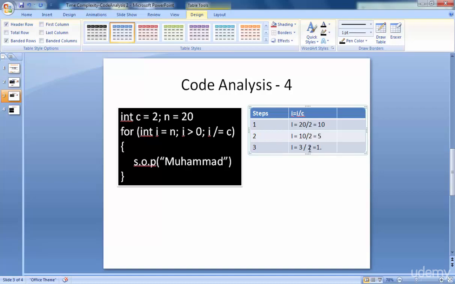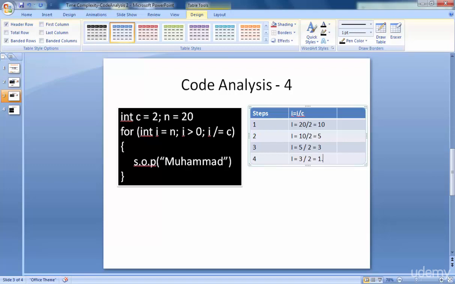5 divided by 2, it's 3. Sorry, it's 3, and step 4, I equals to 3. 3 divided by 2 is equals to 1.9, right? So here again the number of steps that we did is again the same.